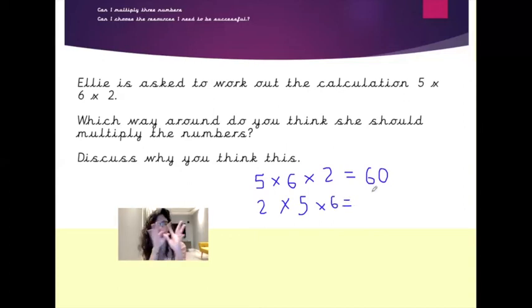I've jumbled them up. So 2 times 5, oh, easy, 10. And then what's 10 times 6? 10, 20, 30, 40, 50, 60. Oh my goodness, it's the same exact answer. So there you go. No matter which way you put the numbers, Ellie would get 60 every time. Well done, Williams class. You're doing really well so far.